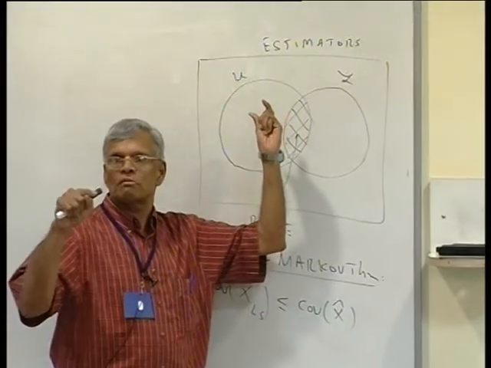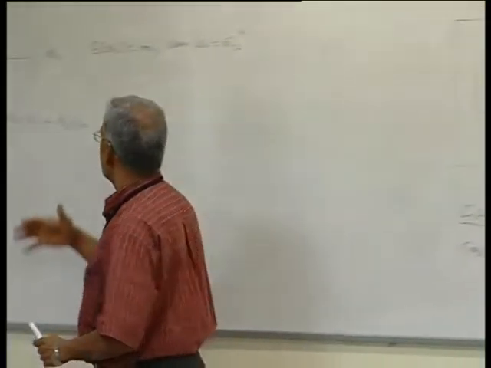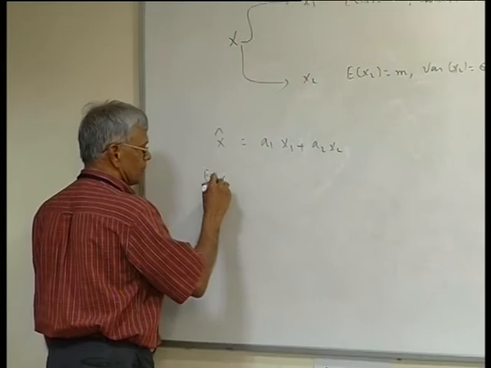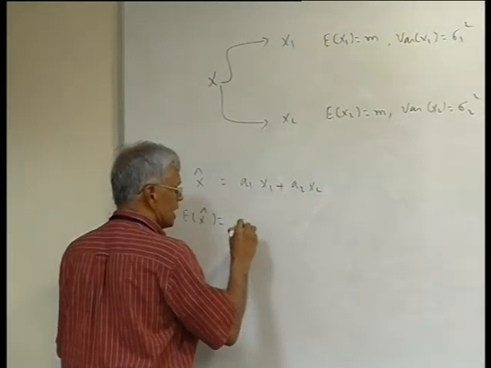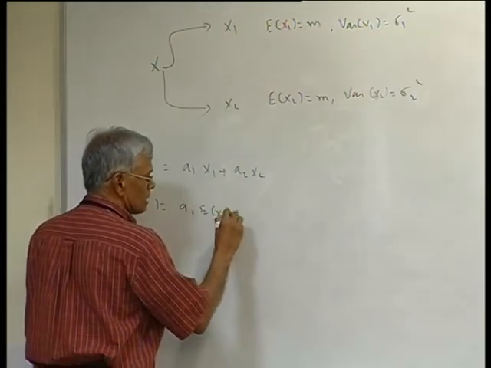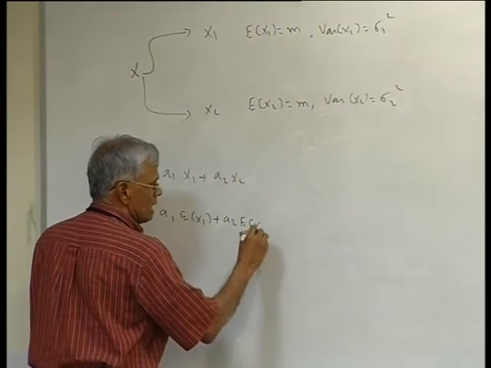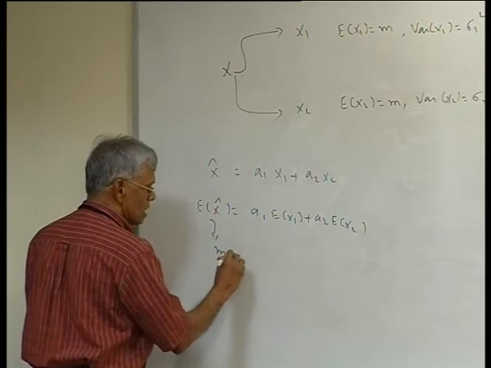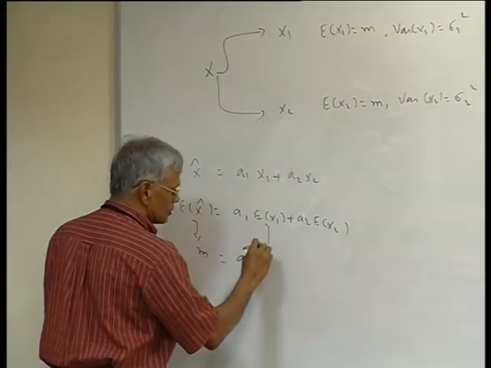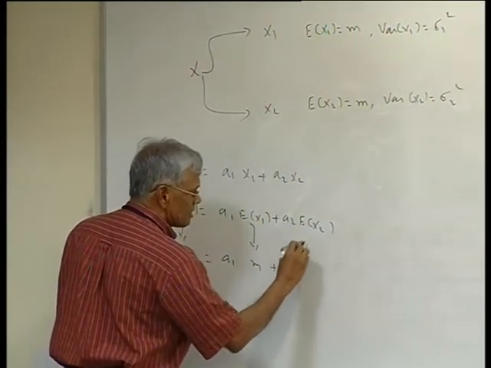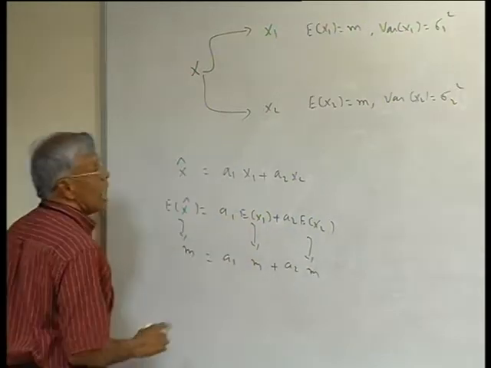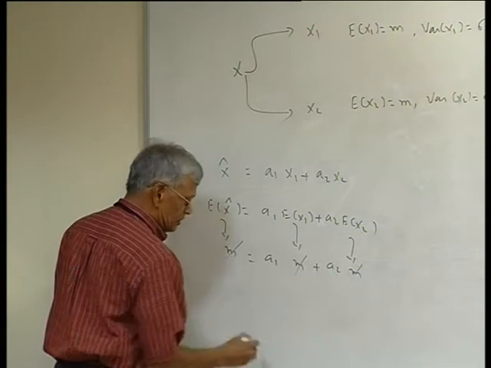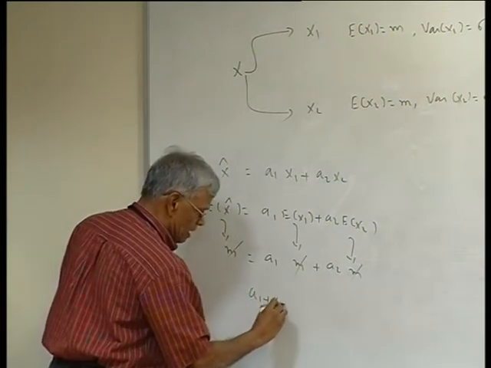So I would like to force it to be unbiased. How am I going to make it unbiased? Let us take the expectation. So this is equal to A1 times E of x1 plus A2 times E of x2. If this were to be unbiased, this must be m. This is already m, and this is already m. I'm assuming my m is non-zero, so m cancels, so A1 plus A2 is equal to 1.